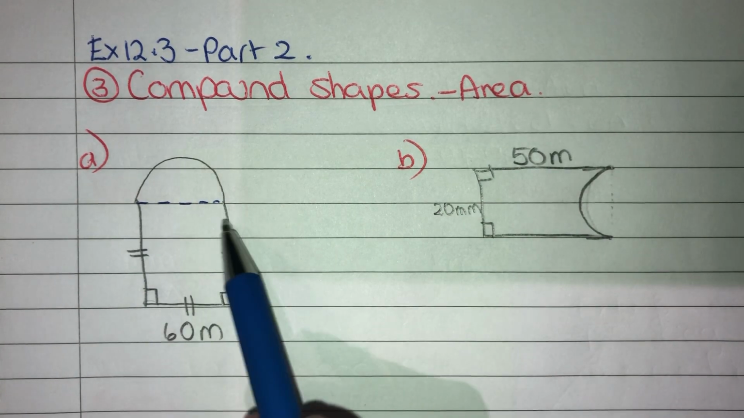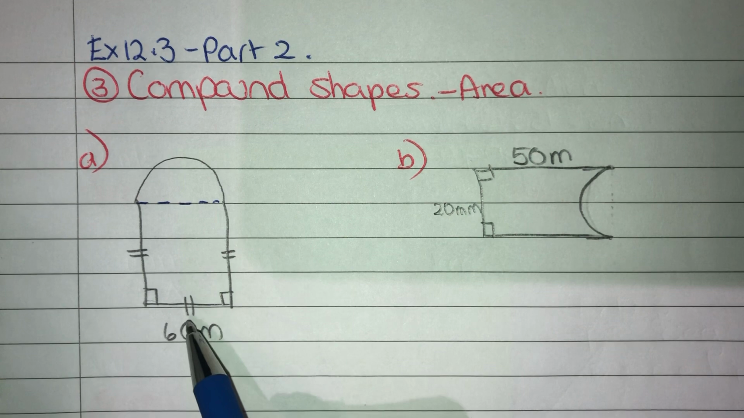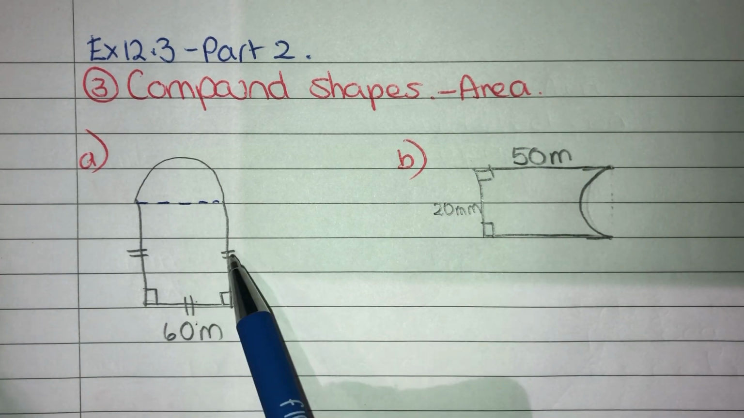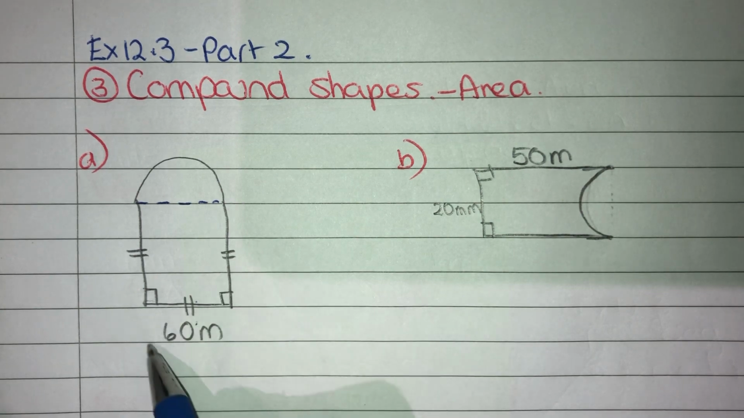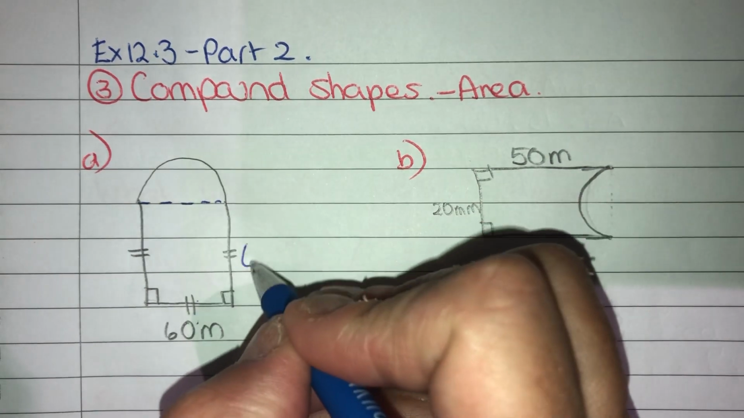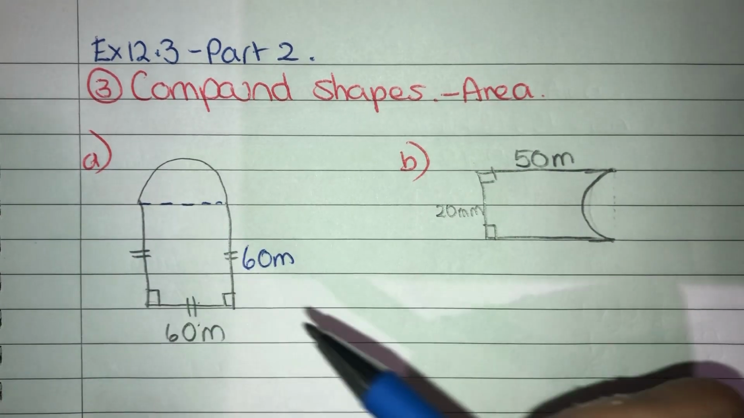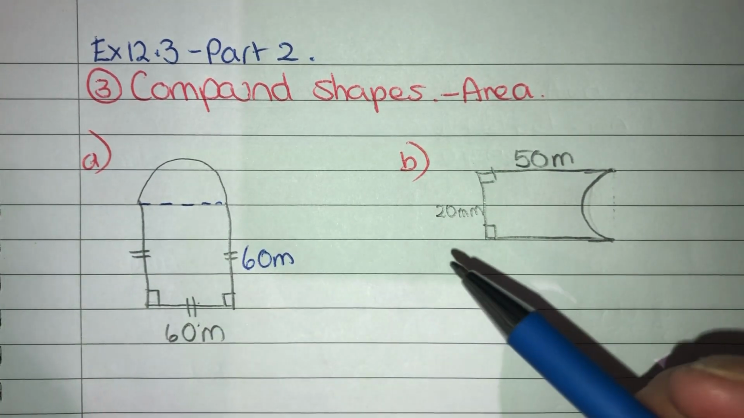So hopefully this actually doesn't look like a square, but it is supposed to be a square. And we know that because of the double lines on each of these sides. So we have double lines here, double lines here. So if there's 60 metres there, it means there's 60 metres here. And obviously my diagram's not perfect because it doesn't look like a square, but it is supposed to be.